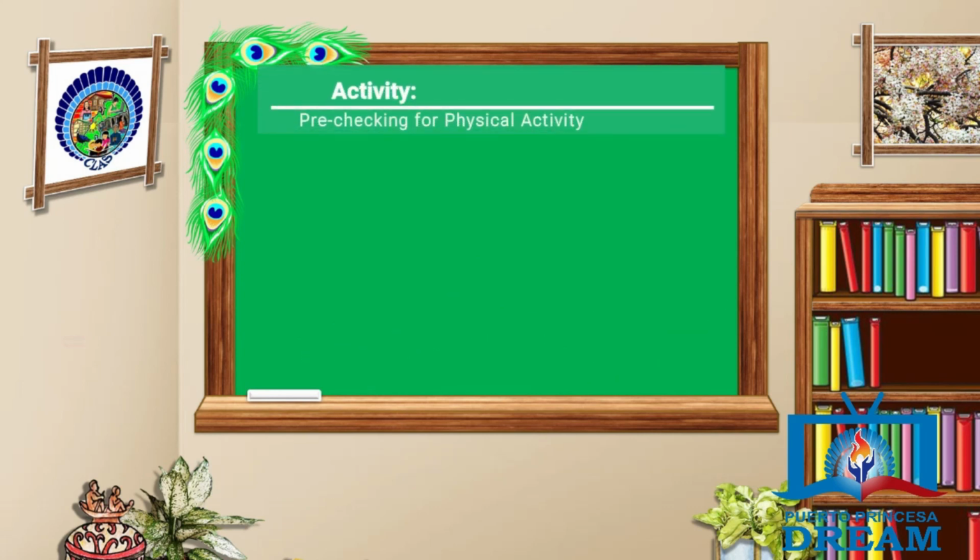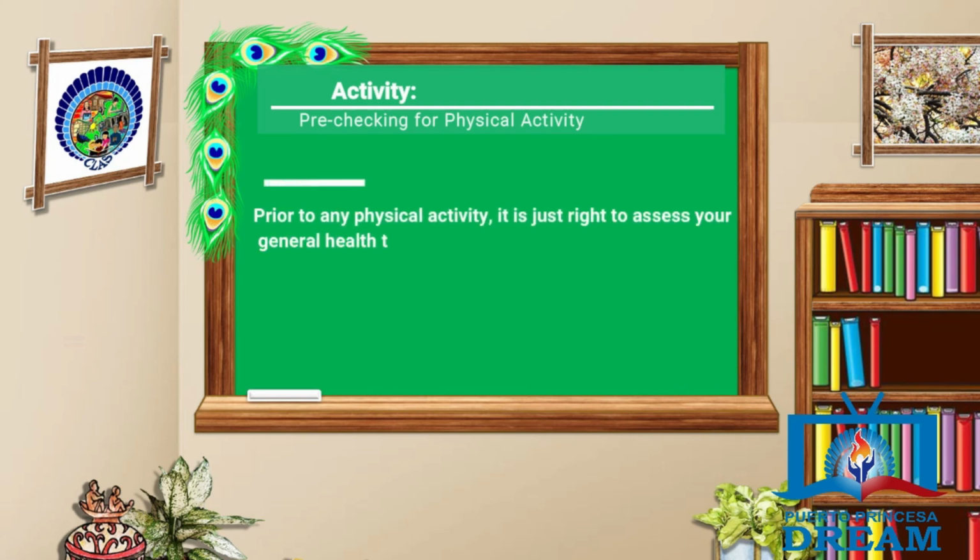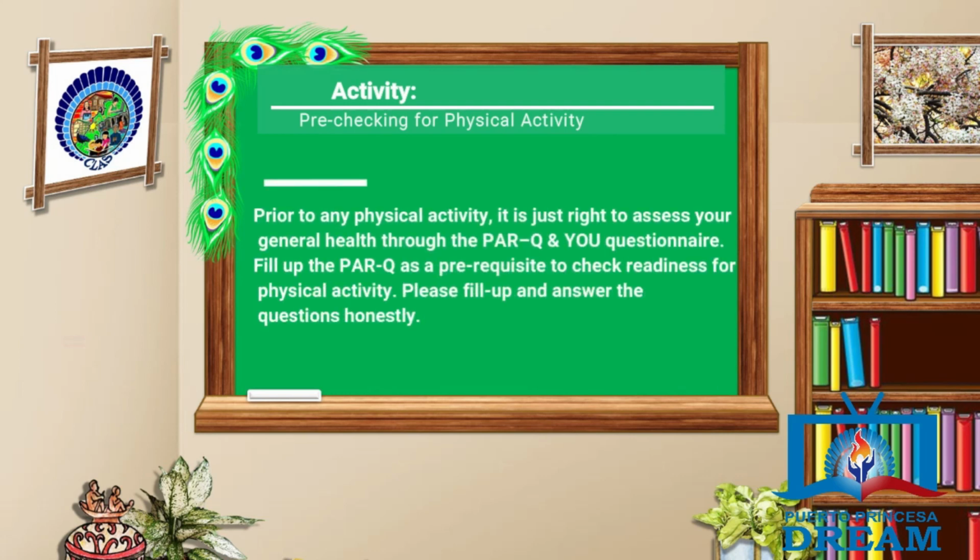Pre-checking for physical activity. Directions. Prior to any physical activity, it is just right to assess your general health through the PAR-Q and You questionnaire. Fill up the PAR-Q as a prerequisite to check readiness for physical activity. Please fill up and answer the questions honestly.